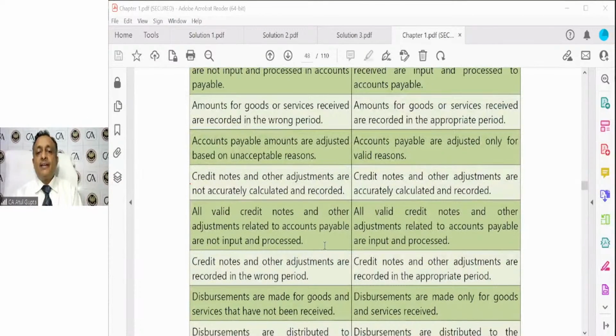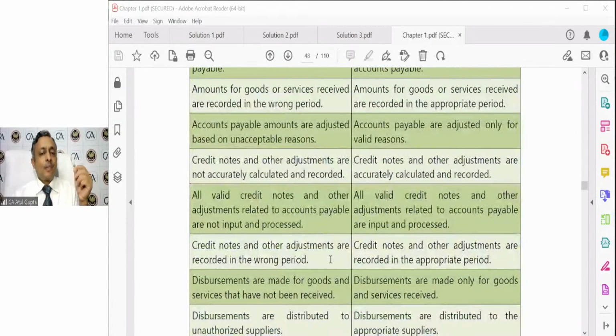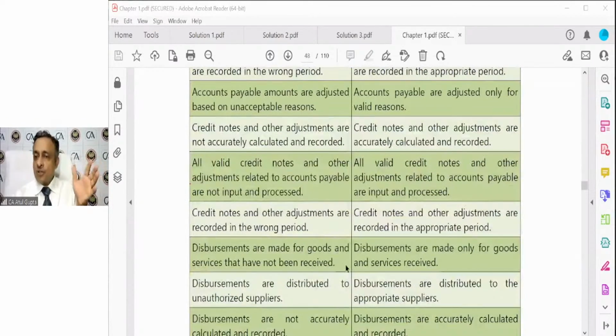Then all valid credit notes and other adjustments related to accounts payable must be input and not missed. Whatever adjustments there are, if they are not processed accurately, they need to be processed accurately. Darshan, allow me to complete the table, then I'll re-explain the question. Then adjustment in the wrong period, disbursement for goods not received.